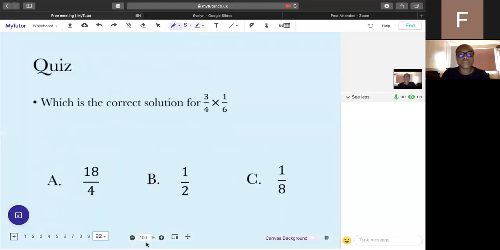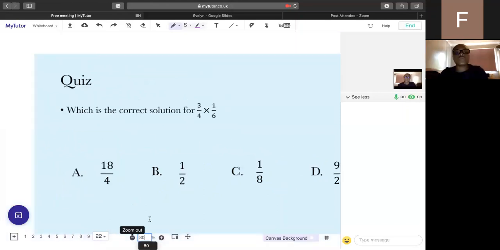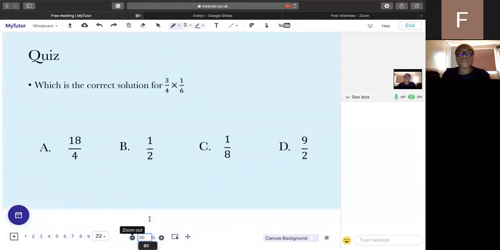So let's look at a quick quiz then. Which is the correct solution for 3 over 4 multiplied by 1 over 6? Is it 18 over 4? Is it a half? Is it an eighth? Or is it 9 over 2? Now, once you work it out, leave it in its simplest form. So let's look at it. Let's see if we have to simplify it anyway.